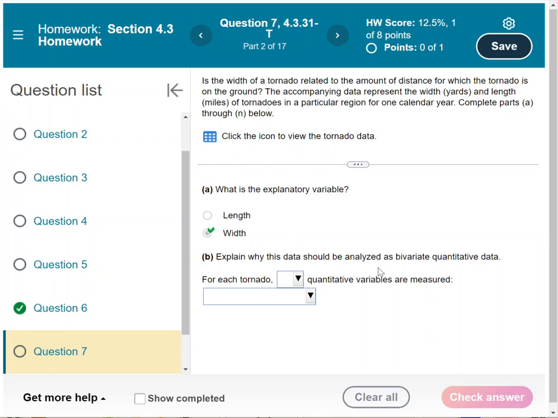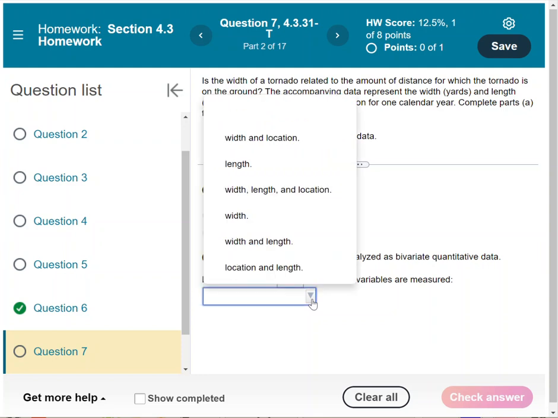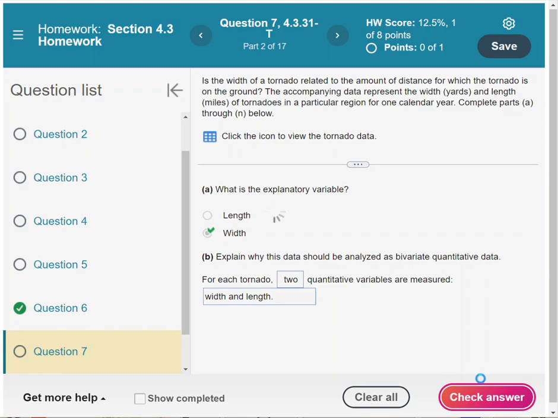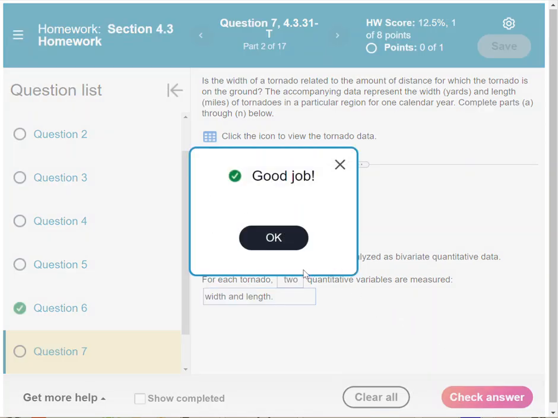Explain why this data should be analyzed as bivariate quantitative data. For each tornado, two quantitative variables are measured. Right, we do have two. It's the width and the length. So width and length. That's what makes it bivariate.